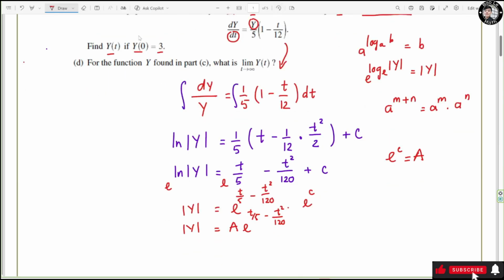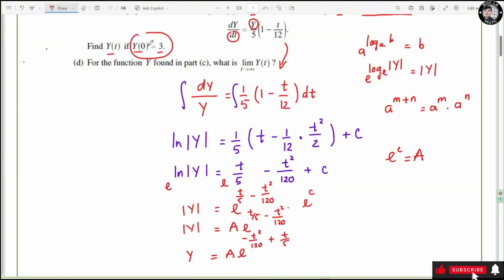Now I'm going to use the initial condition right here. The initial condition is positive, right? So I can remove the absolute value bars right here without changing anything. So I have y equals a times e. Now this one right here, I can rewrite this one first and this one next. So I can write it like this: negative t squared over 120 plus t over 5.